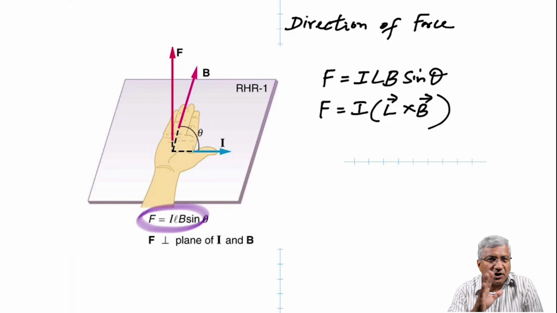And also remember, you could calculate the force by ILB sine theta, because L cross B is nothing but LB sine theta, where theta is the angle between L and B, which is the angle between I and B. Why? Because current flows through the length. So it's the angle between the length and B. That's topic number 1. Got it?